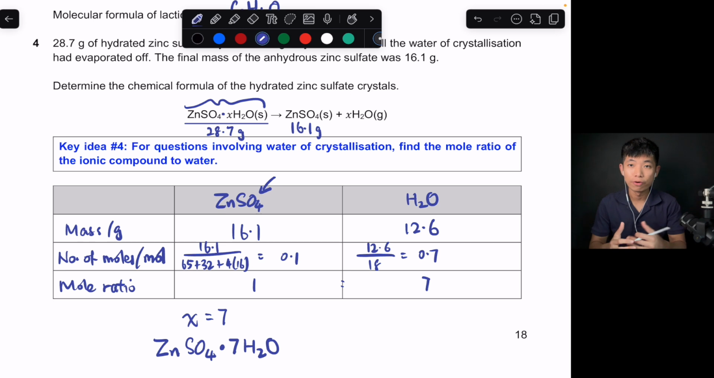Alright, so I hope that these 4 examples give you a better idea on how to approach this type of questions.